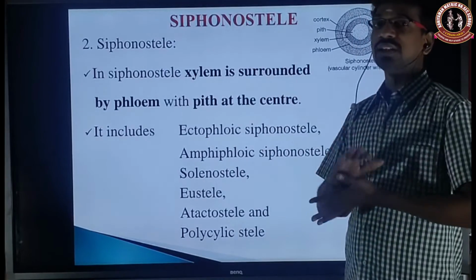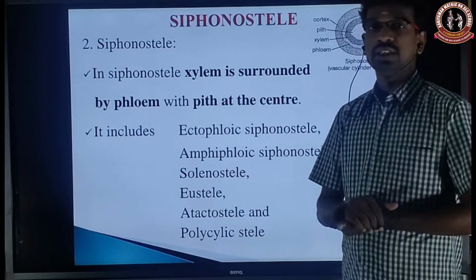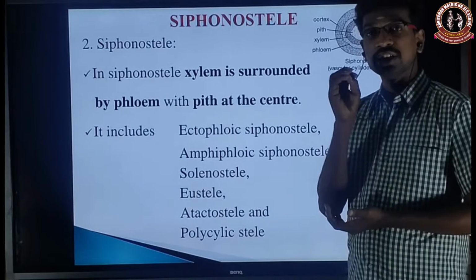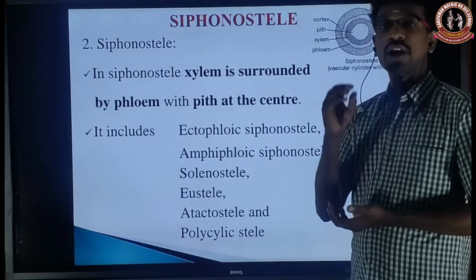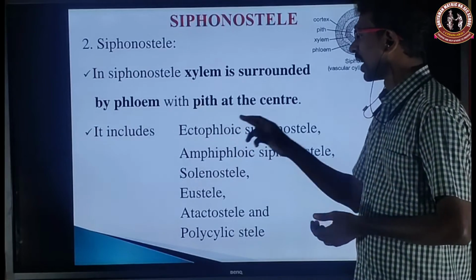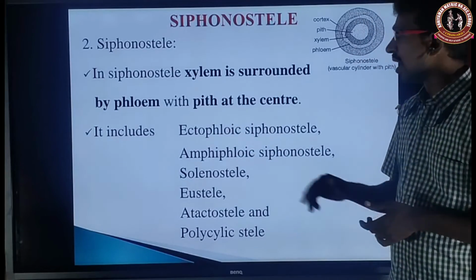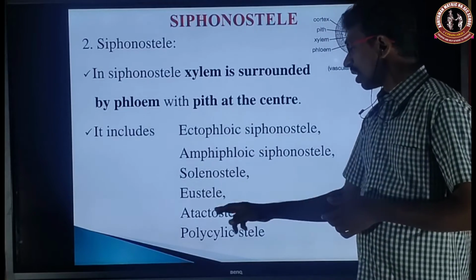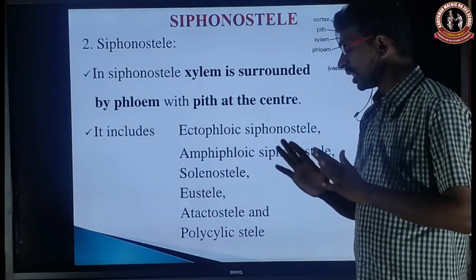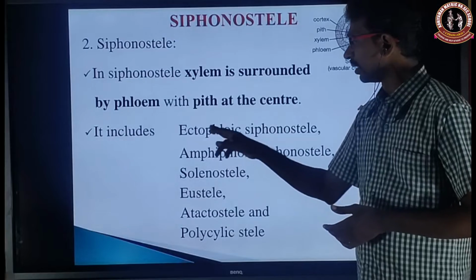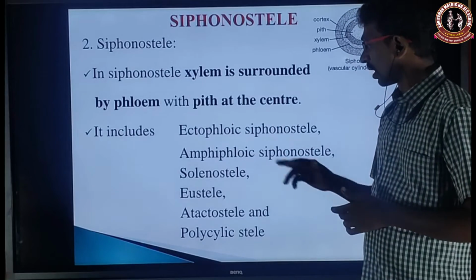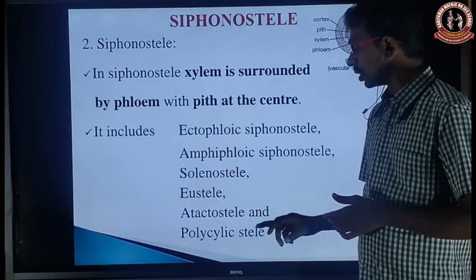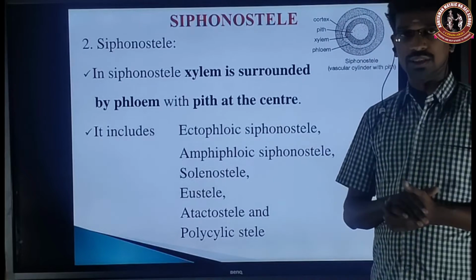Like protostele, siphonostele is also further divided into different categories, based on the arrangement of the xylem and the phloem. Ectophloic siphonostele, amphiphloic siphonostele, solenostele, eustele, atactostele, polycyclic stele.